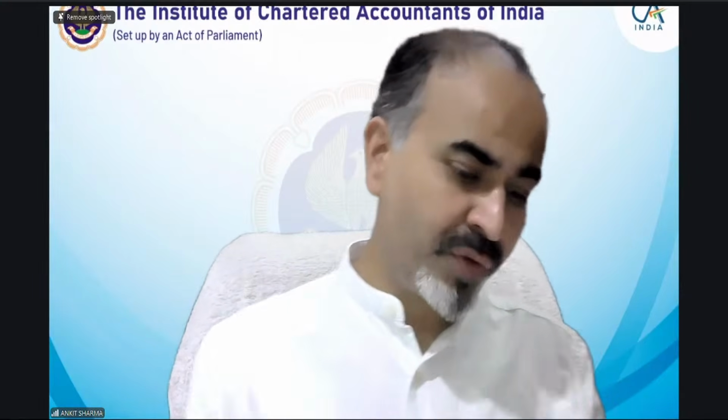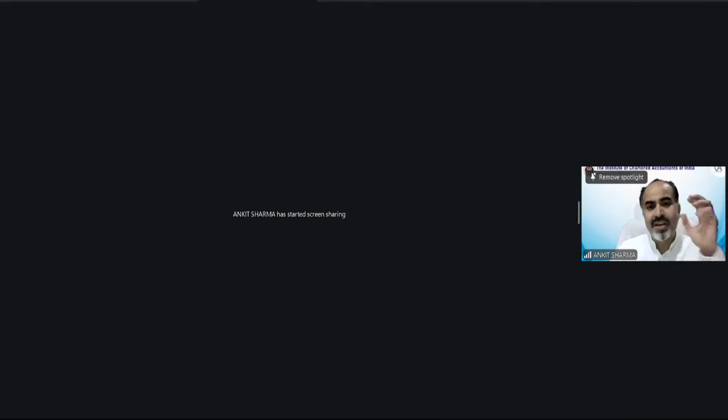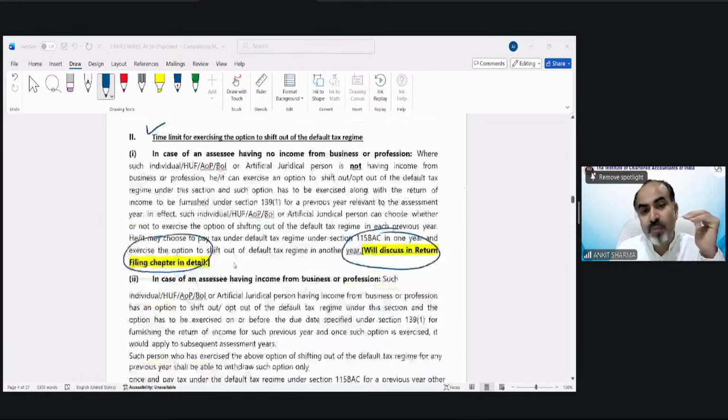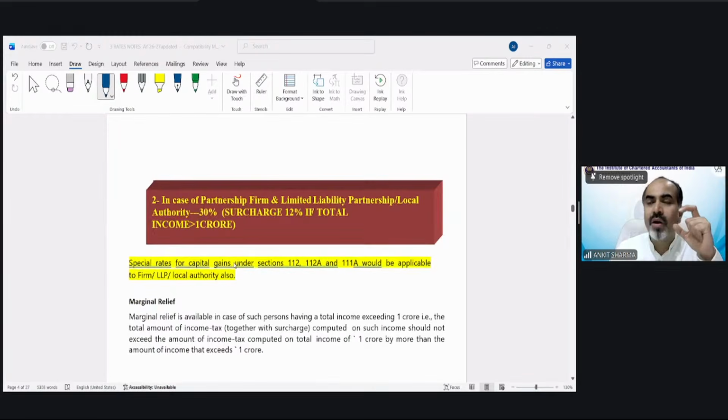Okay, so we are moving on to the rates for other than individual, HUF, AOP, BOI, AJP. As you can see, the good thing is there is no slab rate in this case. So there would be a single rate.